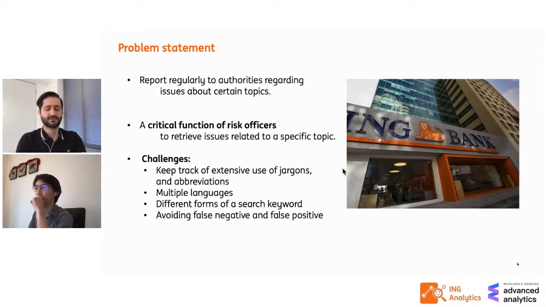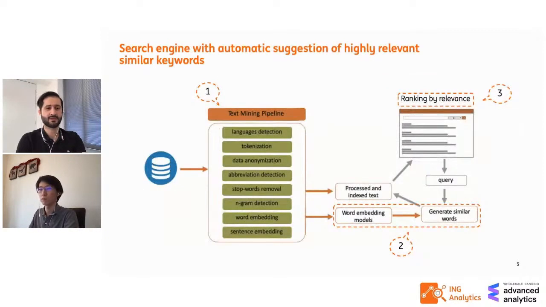In our financial data, we use a lot of jargon and abbreviations, and issues will be in different languages. And sometimes issues are contextually related to a search term, but they don't have that search term exactly. For instance, if you think of data leakage, there are a lot of issues related to data leakage, but they don't have data leakage as such. And one more thing, after gathering all those documents, they have to spend quite some time to fix false negatives and false positives.